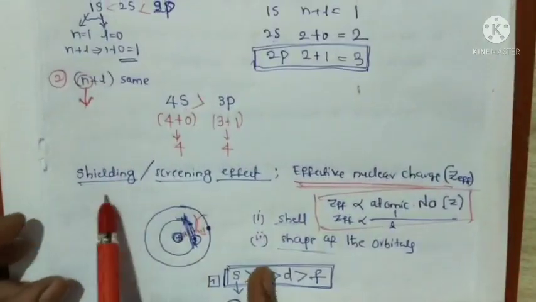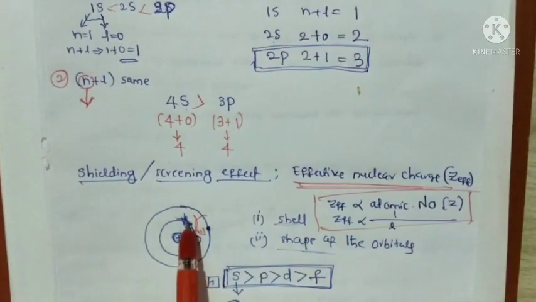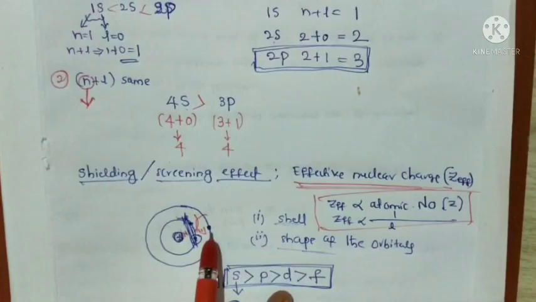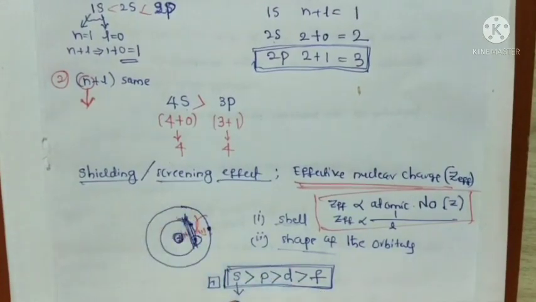Next, shielding effect. Due to the presence of inner shell electrons, the nucleus's power on outer shell electrons decreases. That effect is called shielding effect. The decreasing order of shielding effect is s orbital greater than p orbital greater than d orbital greater than f. Why? Because s orbital has more shielding as it has a spherical shape.